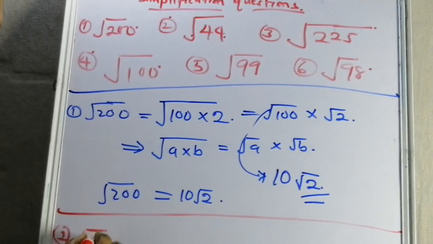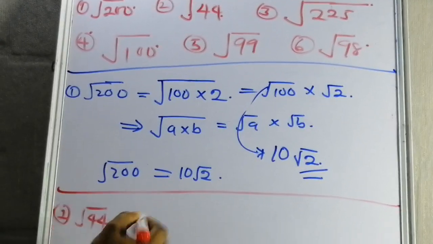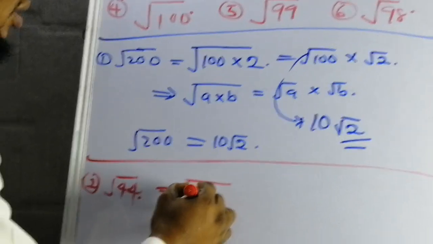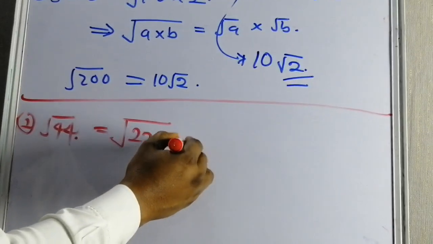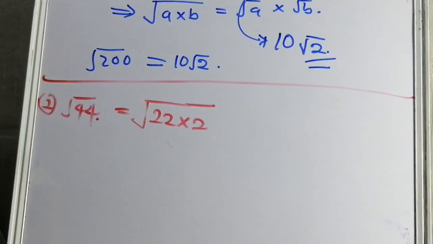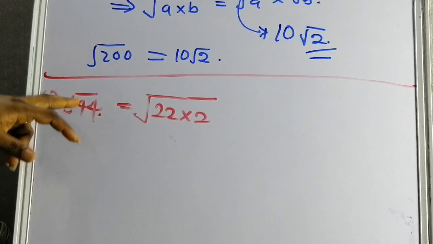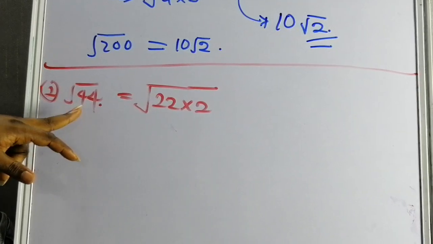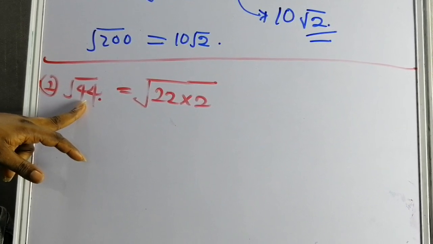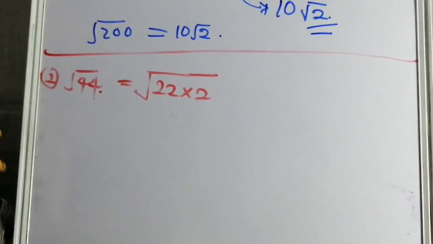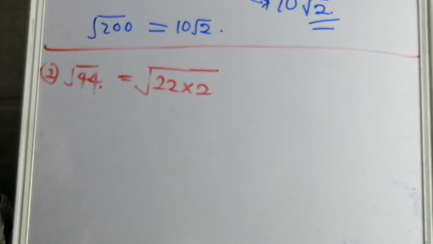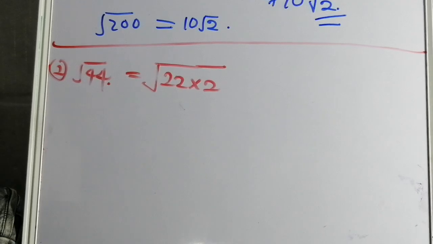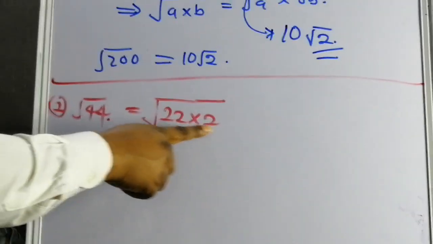So we have number 2 here, root 44. The same thing applies. I can divide this by 2, and this gives me 22 times 2. Most cases, always look inside the square root for something that can divide it. It could be 2, 3, 4, 5, 6, or 7. But in this case, 2 can divide 44. That's why I'm having 22 times 2.